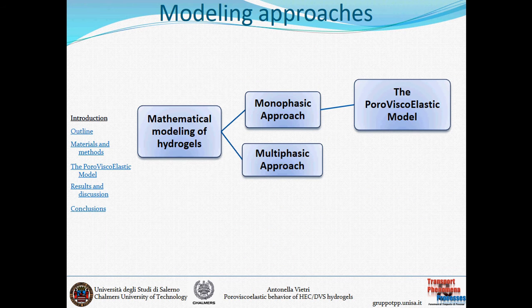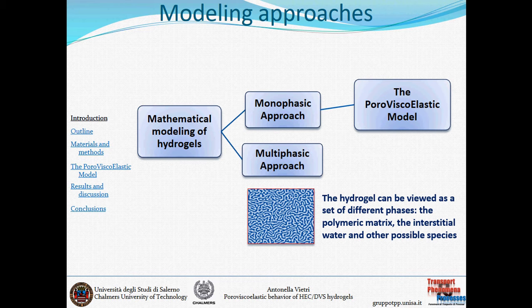Different mathematical models have been used to characterize the hydrogel's behavior, which can be categorized into two approaches: the multiphasic and the monophasic approach. According to the multiphasic approach, the gel is conceived as a set of different phases: the polymeric matrix, the interstitial water, and the possible presence of other species. In this case, the coexistence of many phases makes this approach arduous to manage.